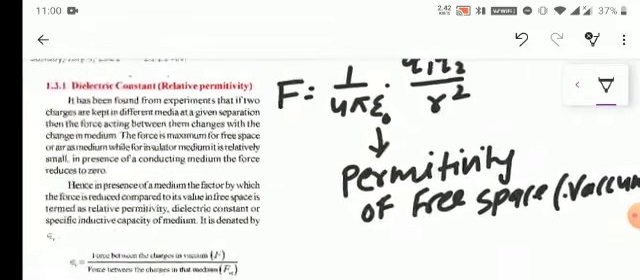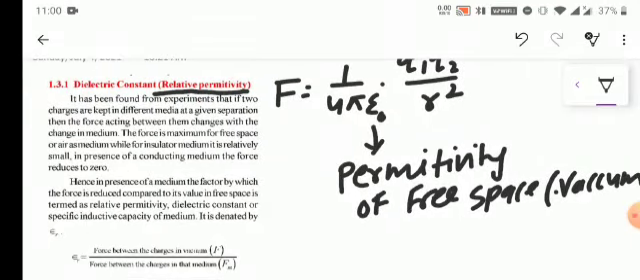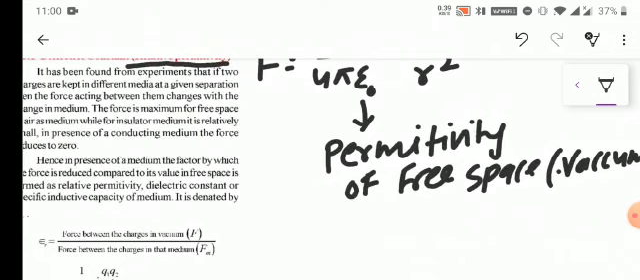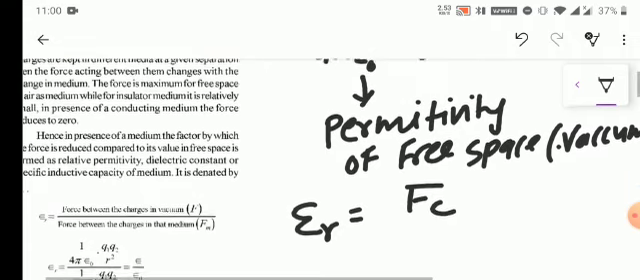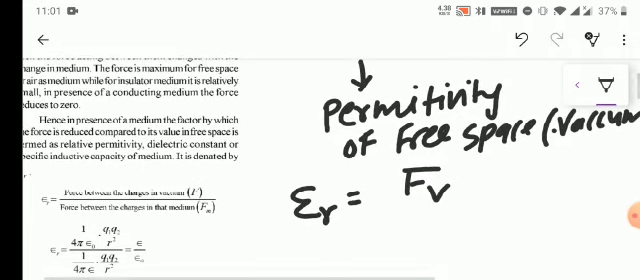Now another term is the relative permittivity. If we keep charges at a given separation in a given medium, then the relative permittivity, denoted by epsilon r, is the ratio of the force between charges in vacuum and the force between charges in the given medium.